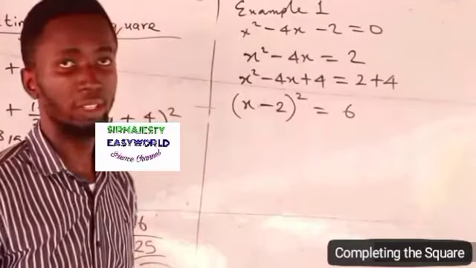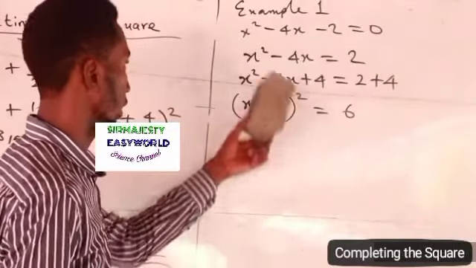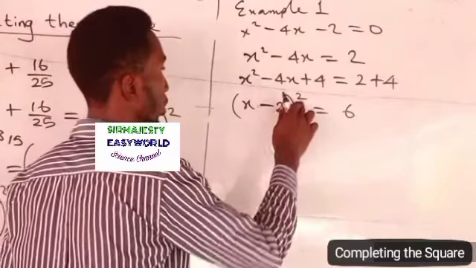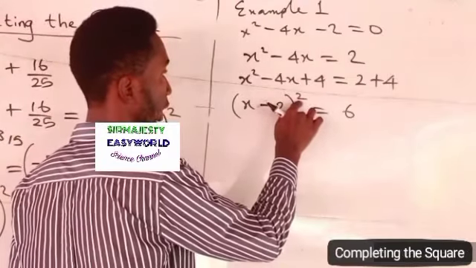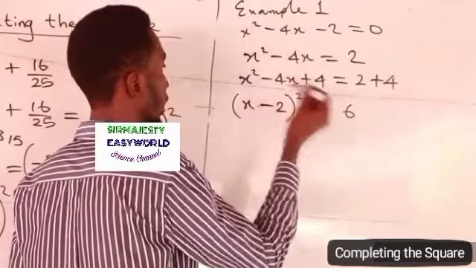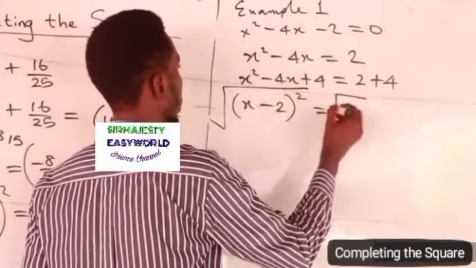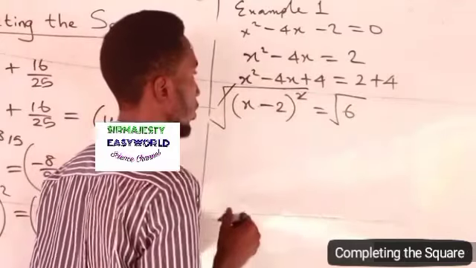Now that we have succeeded in factorizing this equation, that is the left-hand side, we can simply take the square root of both sides because we have a square here. So to remove the square, we take the square root of both sides. So we take the square root of this side and the square root of this side. And then this cancels this.